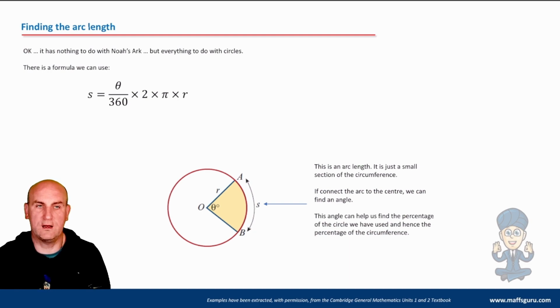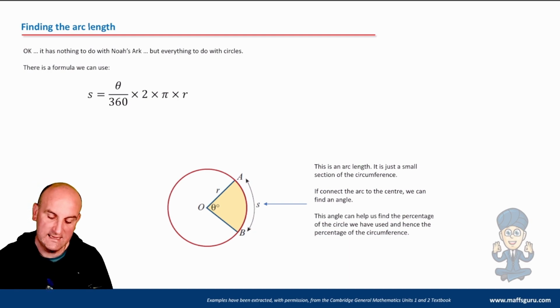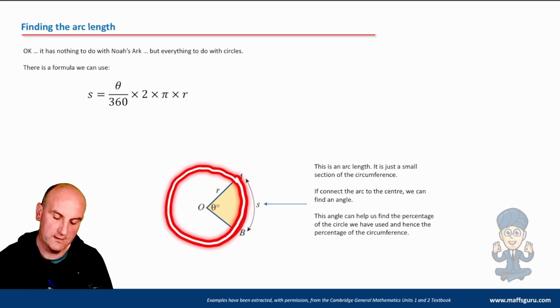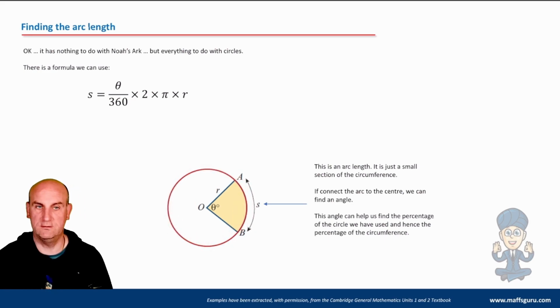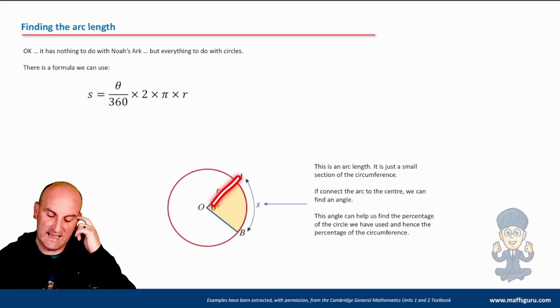Now, to be able to find the arc length, we've got to realize it is just a fraction of my circumference, isn't it? Because this is the circumference of my circle, and this bit here is just a fraction of it. But what fraction? Well, I think of this as a pie.